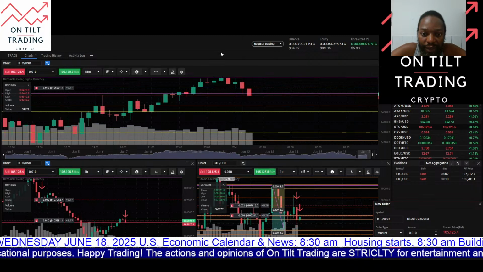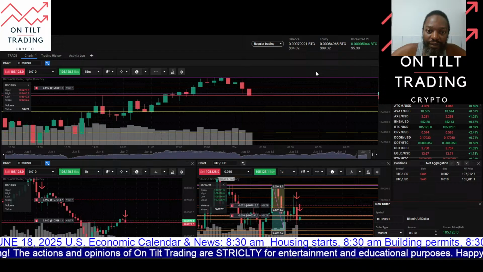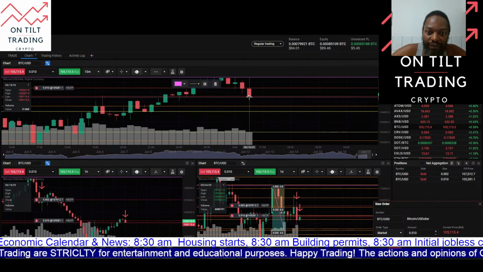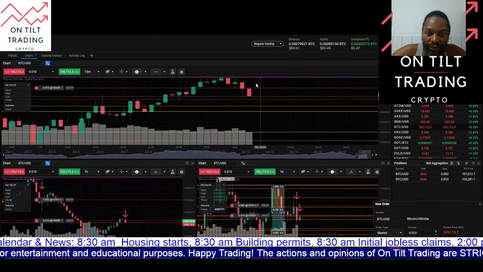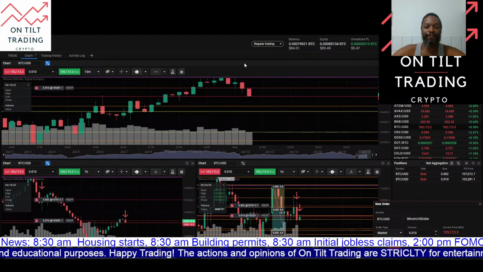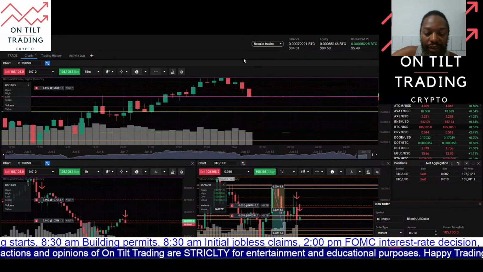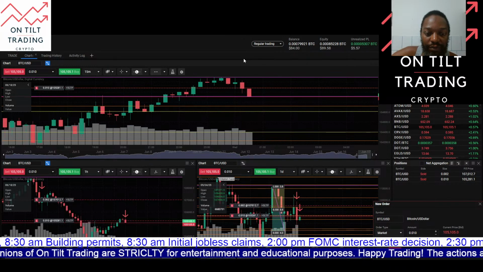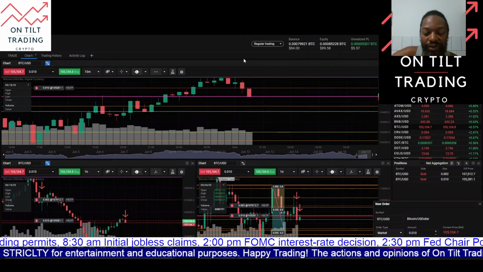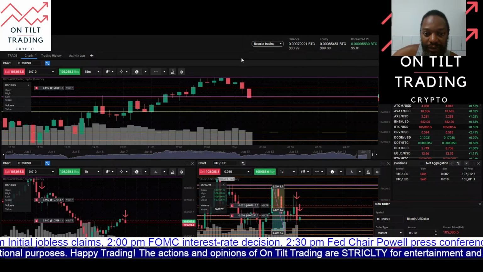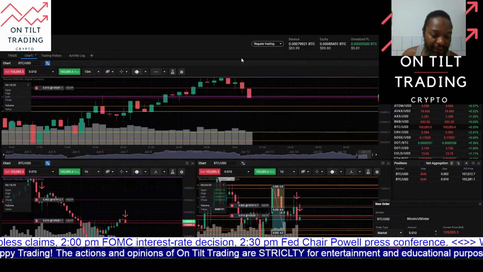Price is being delivered to the sell side, putting in new lows for this 15-minute candle, also extending the range. Right now still waiting for a swing to form before entering any positions here. Price still being delivered to the sell side here.